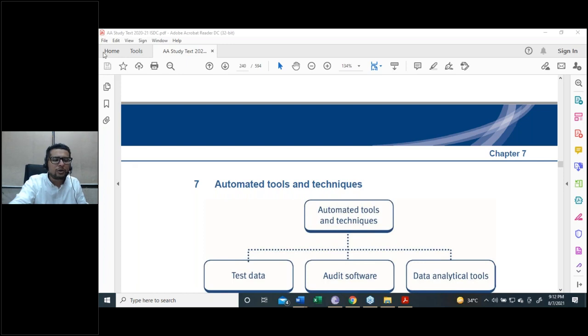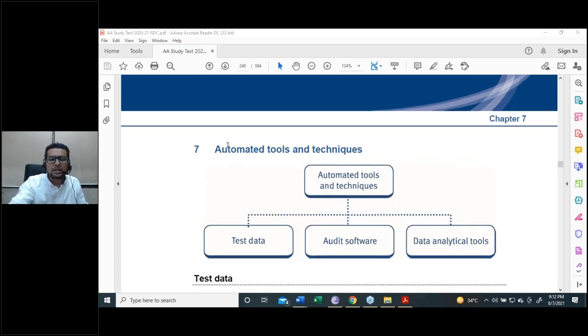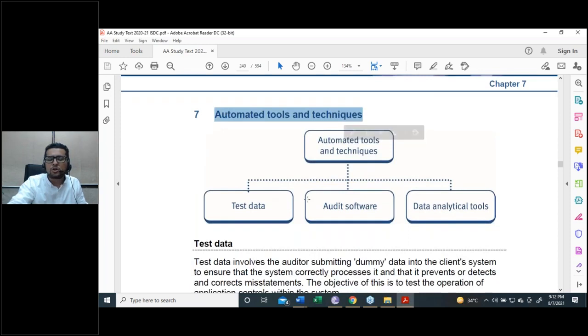So, this particular topic is the need of the hour. That's what the industry is doing. So that's what auditors are supposed to do. The topic is called automated tools or computerized audit techniques.